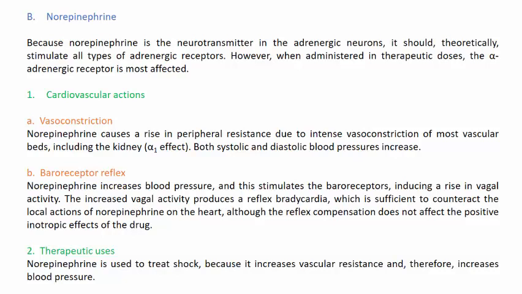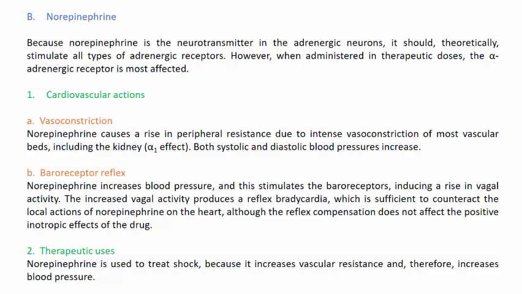So now I'm going to talk about norepinephrine. As you know, norepinephrine is the neurotransmitter in the adrenergic neuron, and it should theoretically stimulate all types of adrenergic receptor. However, when administered in therapeutic doses, the alpha adrenergic receptor is most affected.